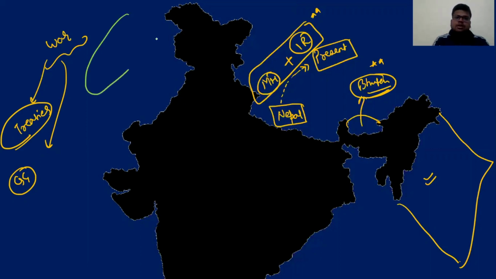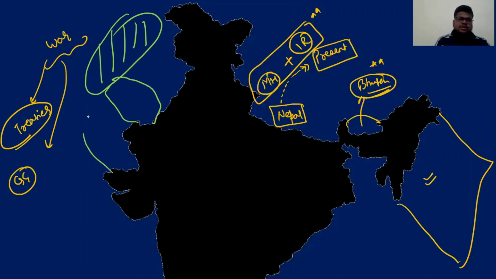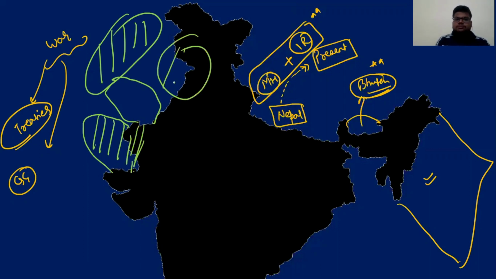So for example, one will be Afghanistan, one will be the Sindh area. This is the Sindh area. Sorry, this is the Sindh area, right? Sindh area, some here also. And the third will be your Punjab area. Right? These are the three areas where we will focus.